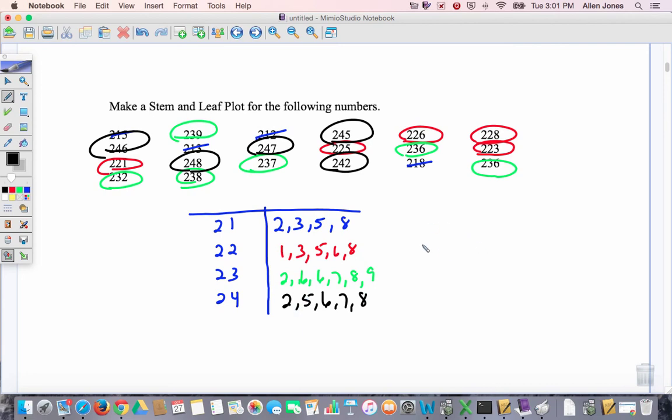So that gets 1, 2, 3, 4, 5, 6, 7, 8, 9, 10, 11, 12, 13, 14, 15, 16, 17, 18, 19, 20. We have all 20 numbers listed in there, broken into different categories based on the first 2 digits being the stem, and our last digit being the leaf, and our numbers are in order from smallest to largest. There's our characteristic of a stem and leaf plot.